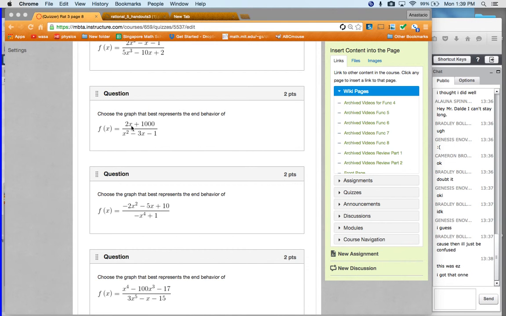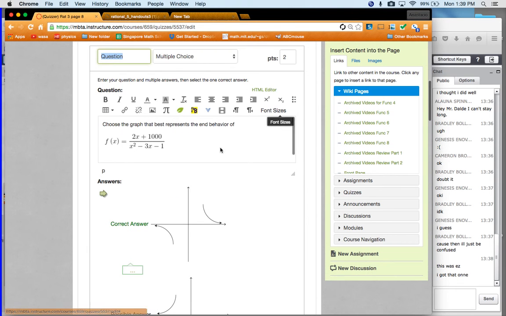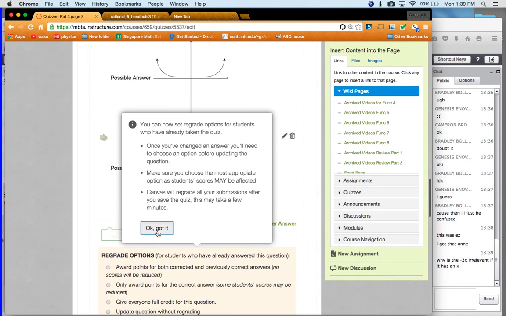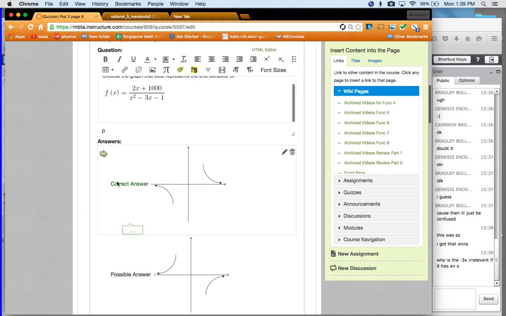1 over x and x squared. What does that graph look like? So that would look like, or I'm sorry, 2x over x squared. So that would look like, the 1000 is irrelevant, the negative 3x minus 1 is irrelevant, and so you're left with 2x over x squared. You can graph that as 1 over x. 1 over x looks like this. Oh, oops. I didn't change the answer. That's the answer. It's that one.